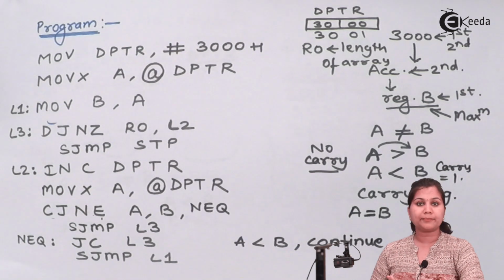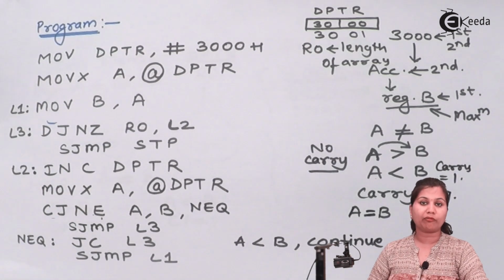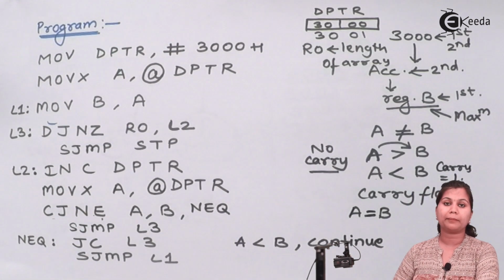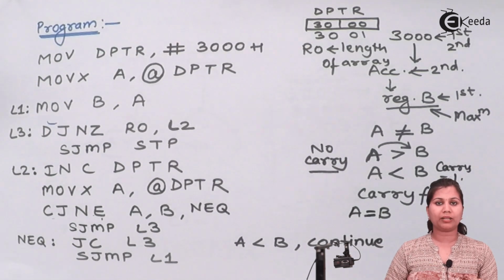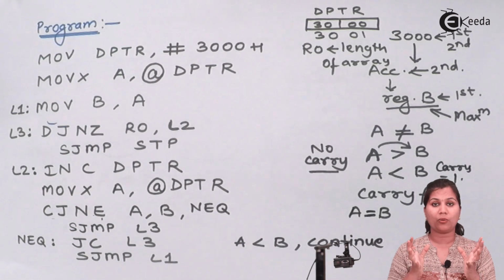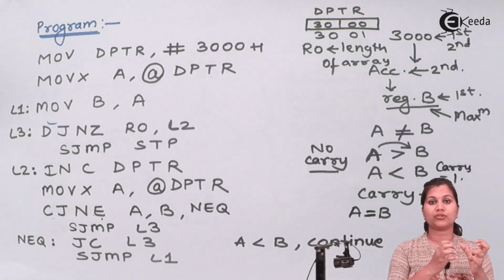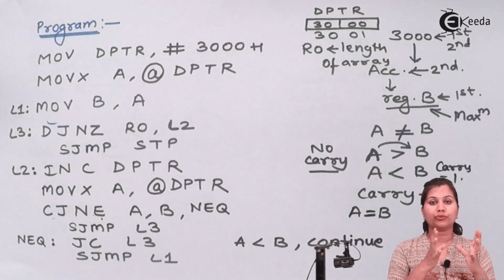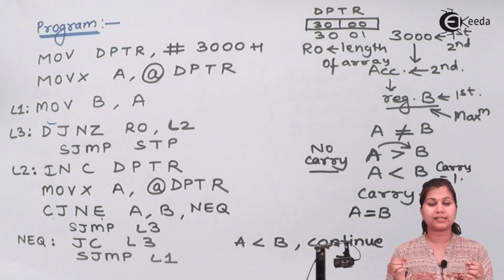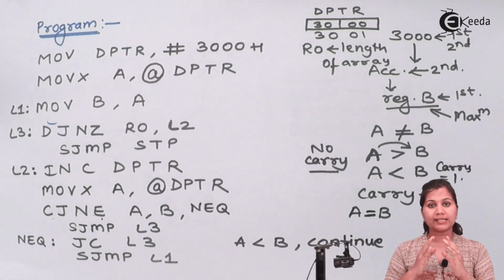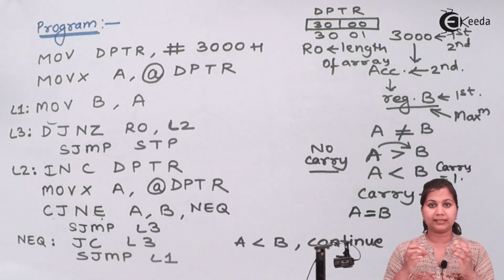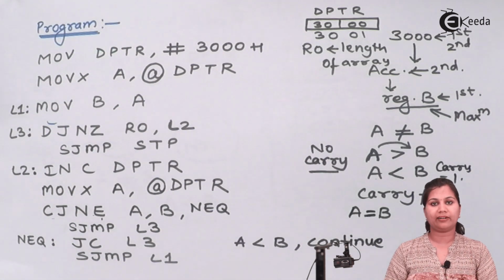So this is the program with the help of which we can find out the largest or the maximum number present in an array. You just have to remember the concept of how we can use the instructions of 8051 to do the comparison, to find out which number is greater. If the concept is clear to us and the steps or the sequence is clear, then we can easily write the program in assembly language.